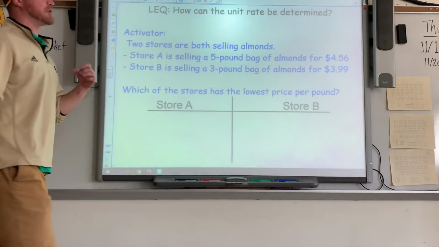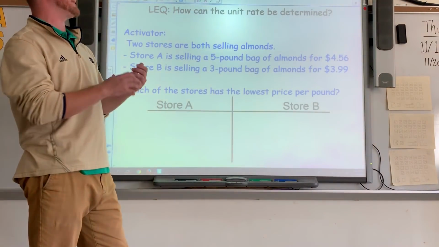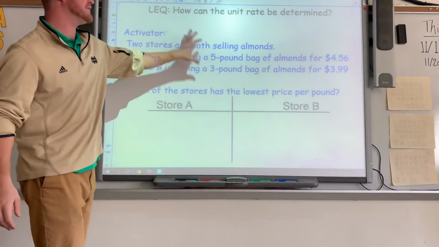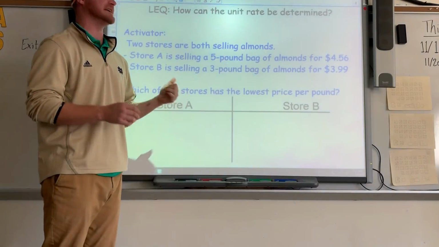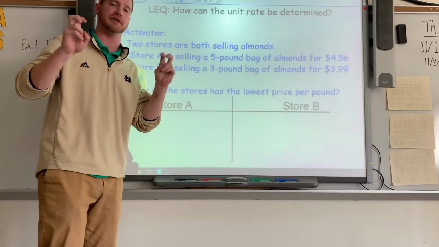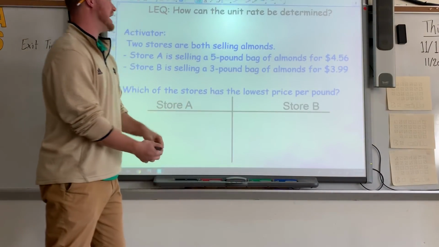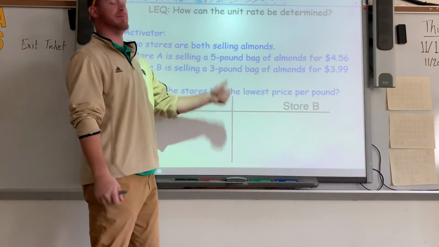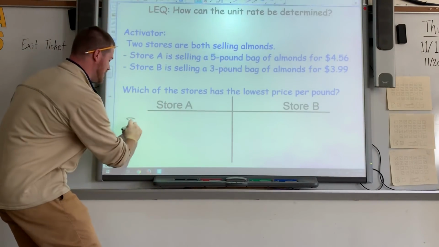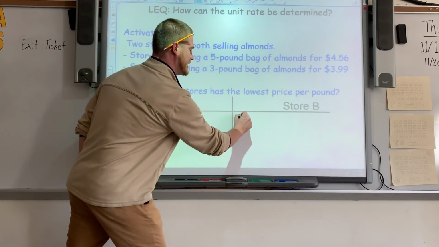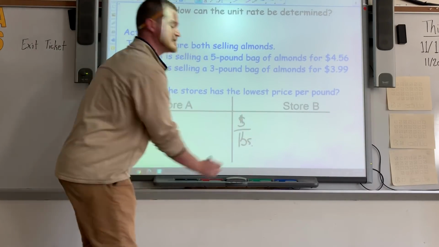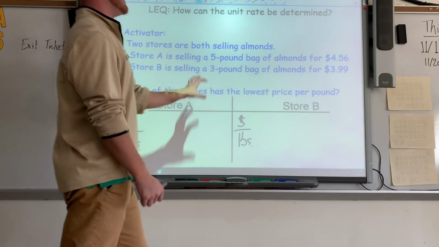Now, here's an example where we have 2 stores, both selling bags of almonds. Different weights and different prices. We've got to figure out which one has the lower price or which one has the better deal. So again, I see we're comparing money and pounds. I like to put money on top, money over everything. So we have money over pounds. Same thing over here, we have money over pounds. That is our ticket.